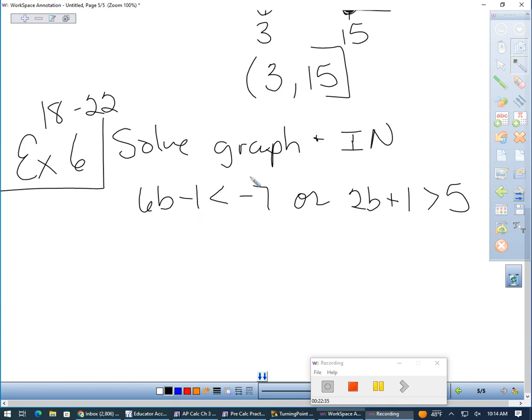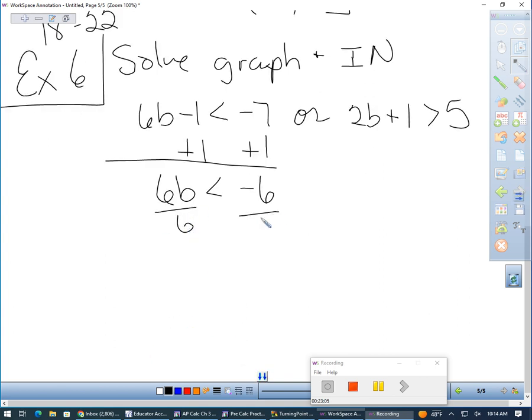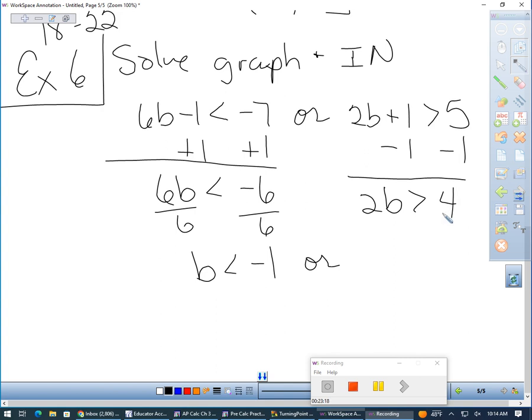All right, so first thing to solve this one, I have to add 1 to both sides. So I have 6b is less than negative 6. Dividing both sides by 6, I have b is less than negative 1. Or, let's do this one. Subtracting 1 from both sides, I have 2b is greater than 4. Divide both sides by 2, and b is greater than 2.